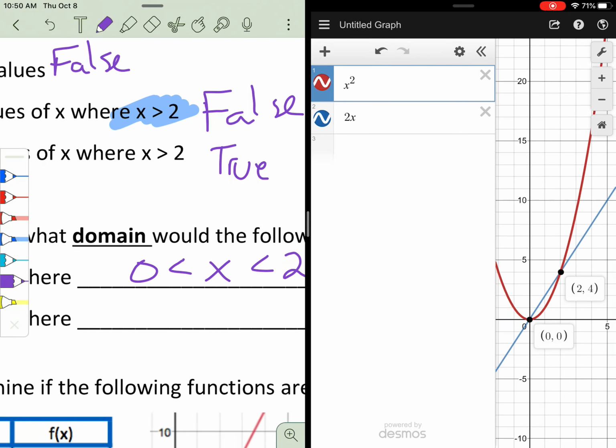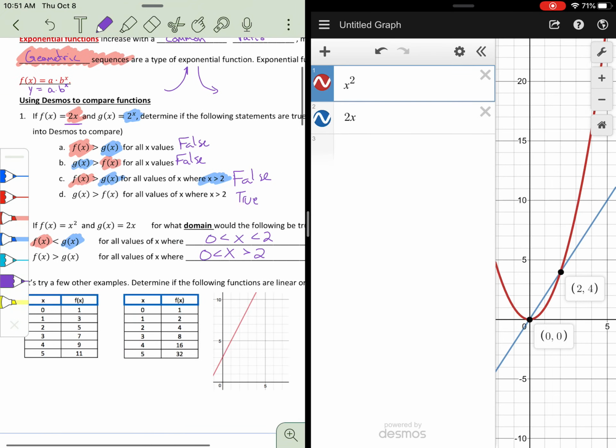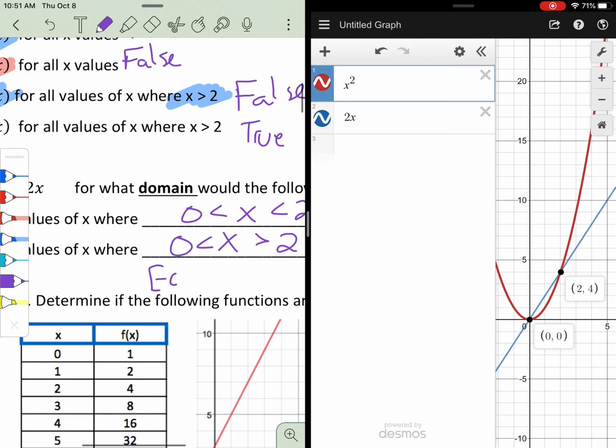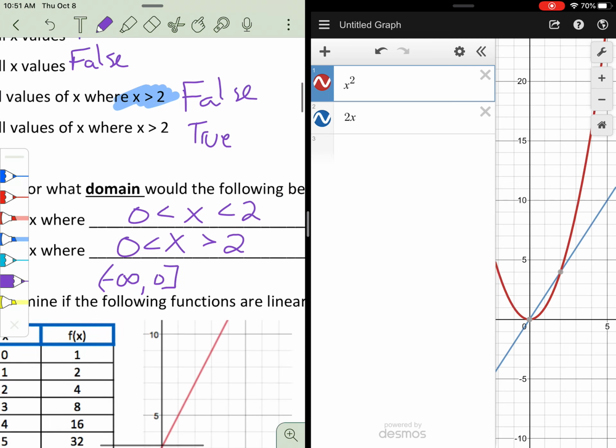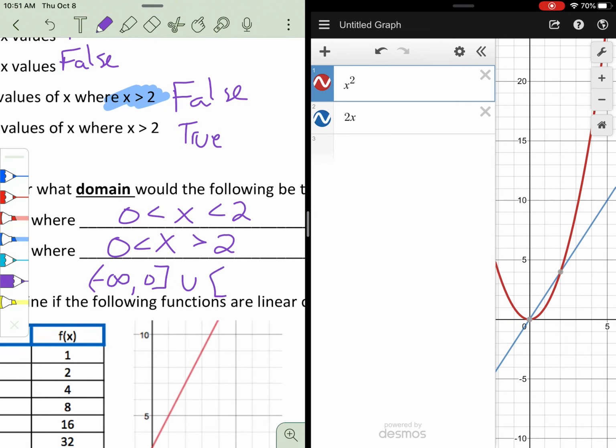So we would say from 0 to x, and x to past 2. 0 is less than x. No, I'm sorry, I wrote that the wrong way. Okay. So there you go. It'd basically be from negative infinity to 0, and then also, and that's a union from 2 to infinity.